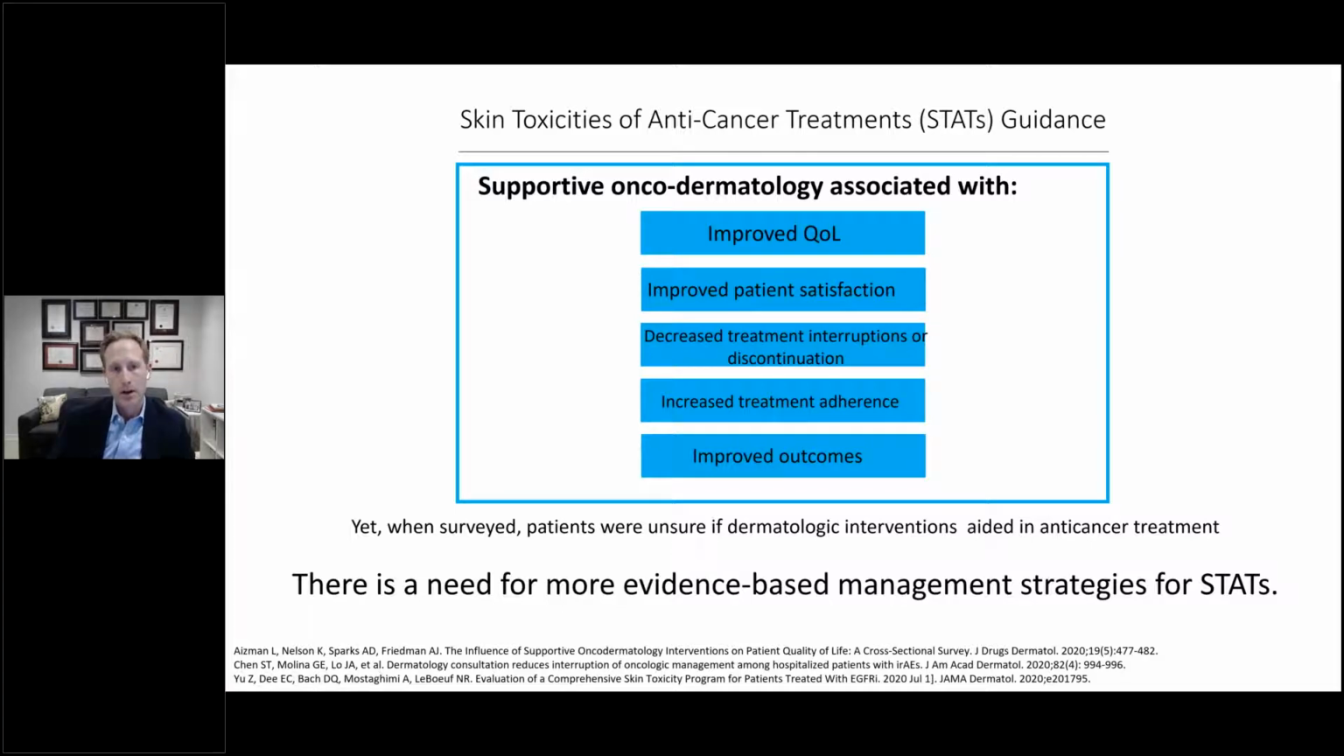With regards to skin toxicities of anti-cancer treatments, dermatology or oncodermatology, we know can make a dramatic difference in patient lives and outcomes. We know that we can improve patient quality of life, patient satisfaction, and the goal is really to decrease treatment interruption or discontinuation through increased adherence and ultimately improved outcomes. However, we don't exactly have all the evidence showing the benefit of oncodermatology yet. So there's definitely a need for more evidence-based management strategies for skin toxicities of anti-cancer treatments. And really that's where the CaSMO group came about, to address this through evidence and systematically.